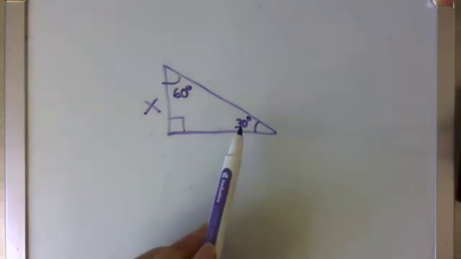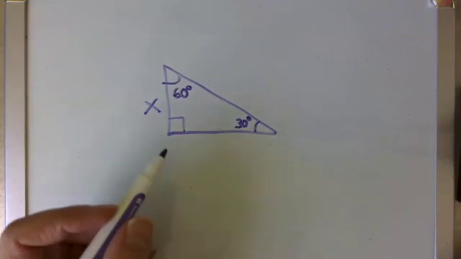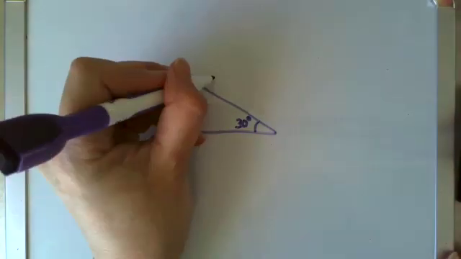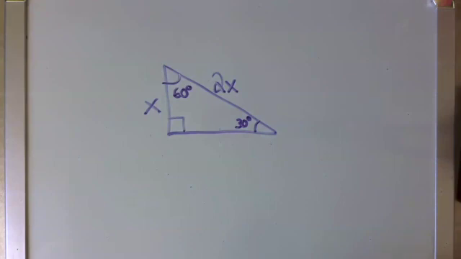So if our smallest side is x, then in the 30, 60, 90, our hypotenuse, the one opposite the 90, will be twice that. It will be 2x. And the side opposite the 60 will be x root 3.